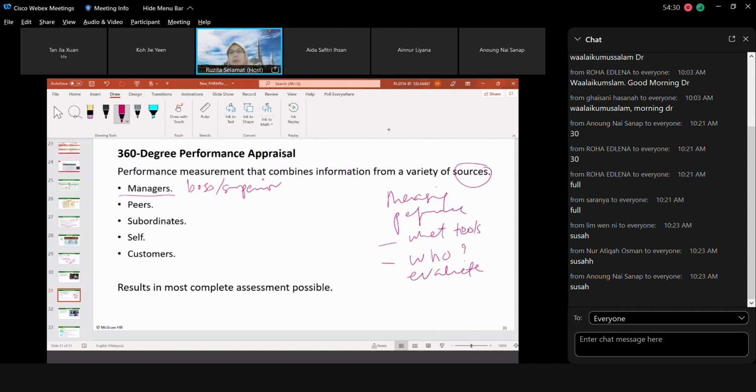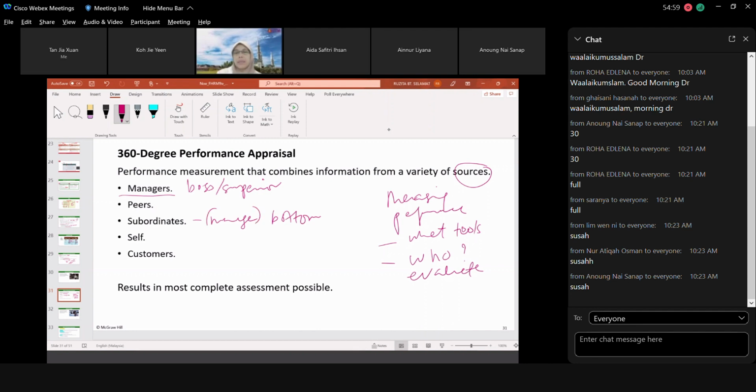Yeah, because they are the one who knows best, right? They might spend more time with you compared with your boss. Yeah, so sometimes peers are included as the evaluator, right? Yeah, as the source to get information regarding your performance. Okay, subordinates. If you are someone with subordinate, let's say you are a manager, you ada orang bawahan. So this is bottom up.